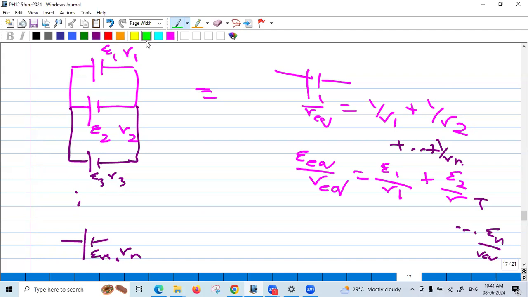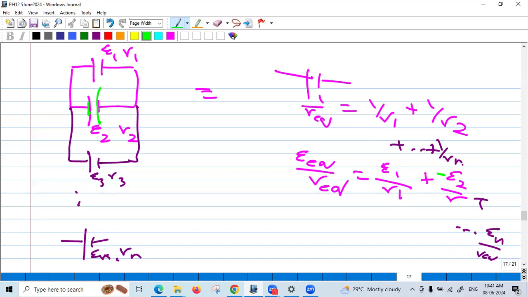If the polarity of a cell is reversed, so if I have a V2 like this with the terminal reversed, it's as if we have a minus V2 here. So we just have to put a negative sign here. 1 by R equivalent will not change. Resistance will be the same. We just have to put a negative sign here. So if the polarity is reversed, you have to take care of that.